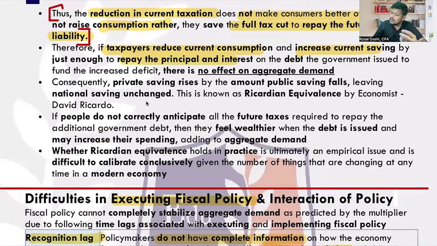So if it just offsets enough to repay the principal and interest that the government has borrowed, then there is no effect on aggregate demand. So if people think that tax cuts will lead to higher taxes in the future, what does the Ricardian equivalence say? That the effect of the government spending in the economy will not happen. Understood? Consequently, private savings rises by the amount of the public saving fall, leaving the national savings unchanged. This is called Ricardian equivalence by David Ricardo.